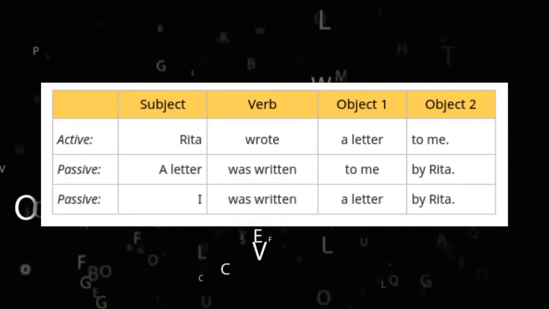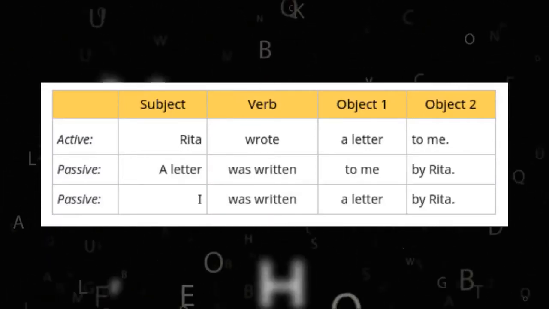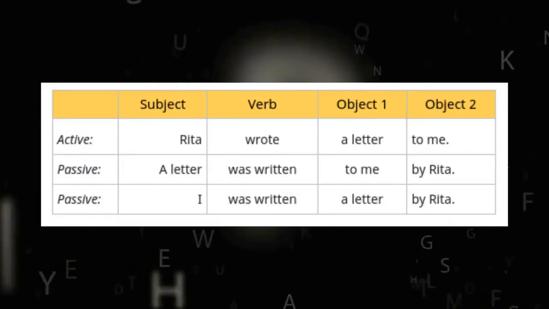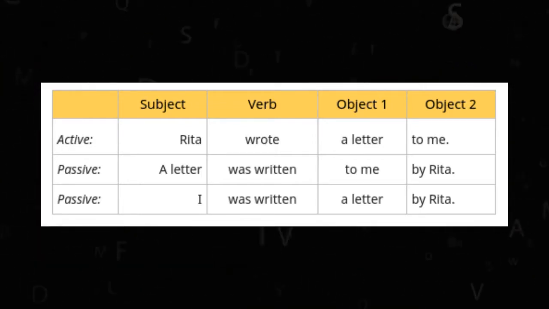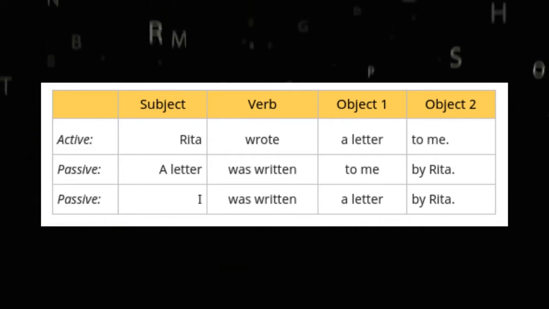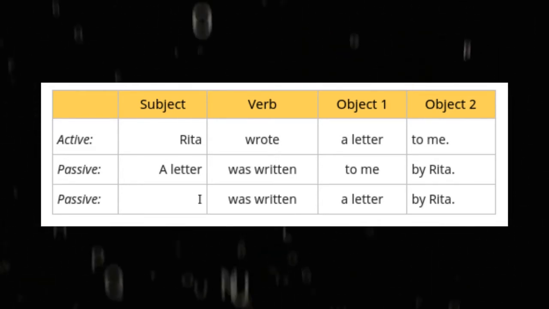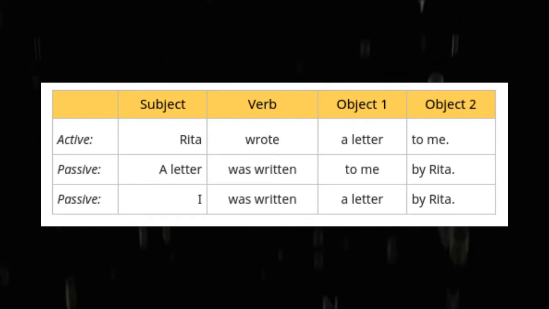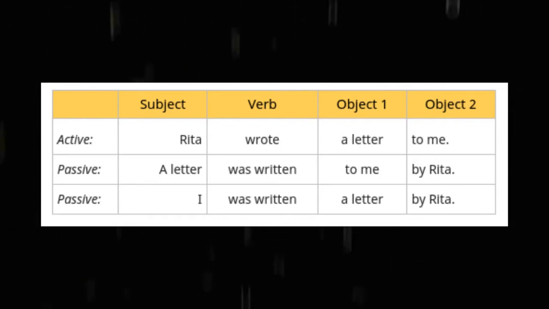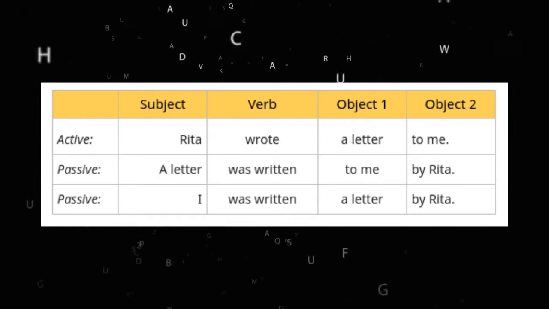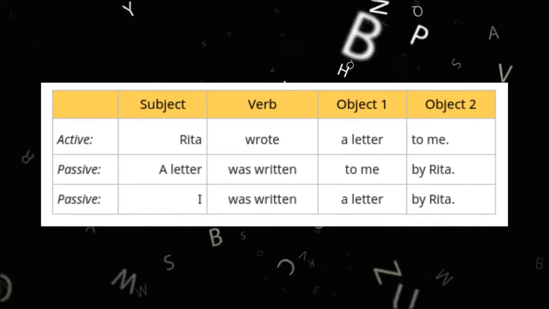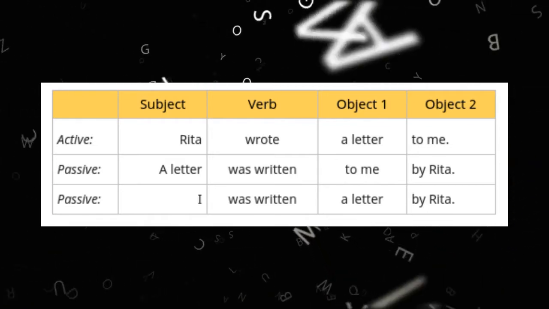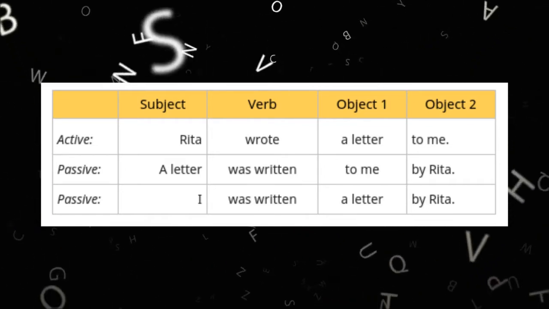Okay, so let's have a look at some simple examples. If you look at the chart on the screen, we've got active and two different versions of passive. In the active sentence, the most usual sentence, we've got: Rita wrote a letter to me. That's normally what we would say generally when we're speaking to somebody. The subject of this sentence is Rita, the verb is wrote, the object is the letter that went to me. So object 1 is the letter, object 2 is me. Very simple sentence. Rita wrote a letter to me.